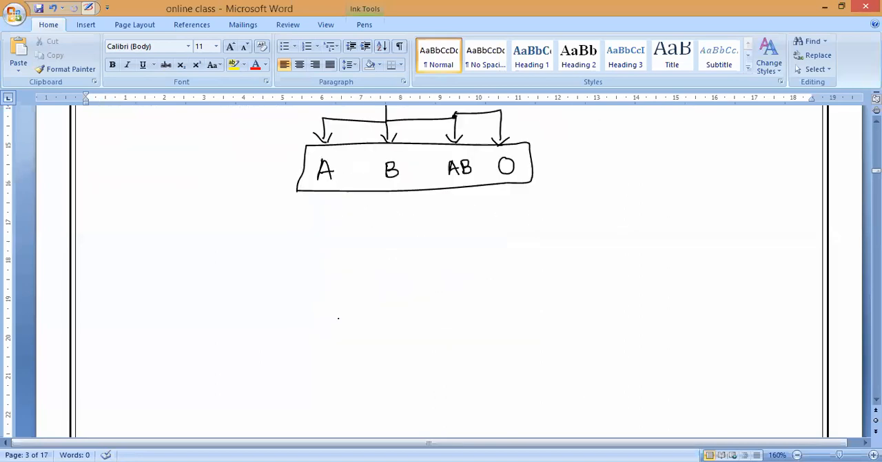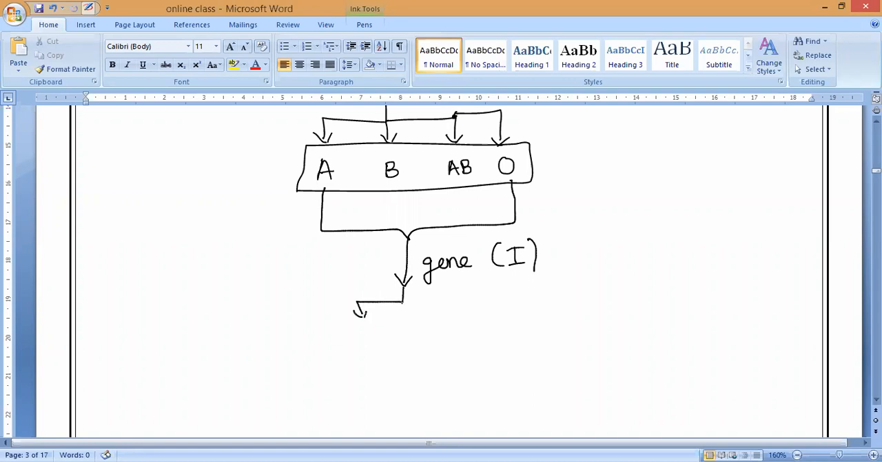Now, who controls this? Can anybody tell me which gene will control it? All the blood groups are controlled by three forms of a single gene. What is the gene called? The gene is called I, which is controlled by three different forms of alleles.